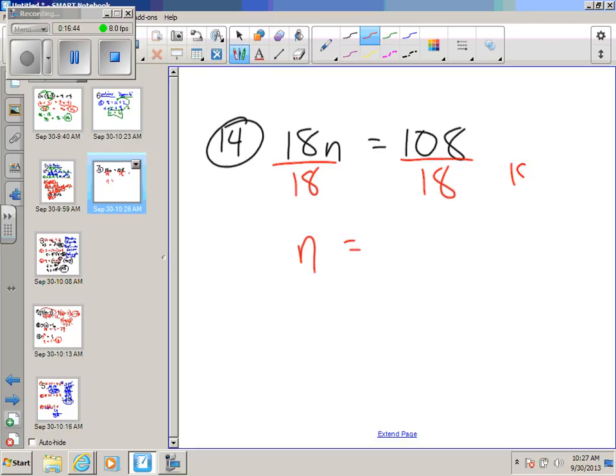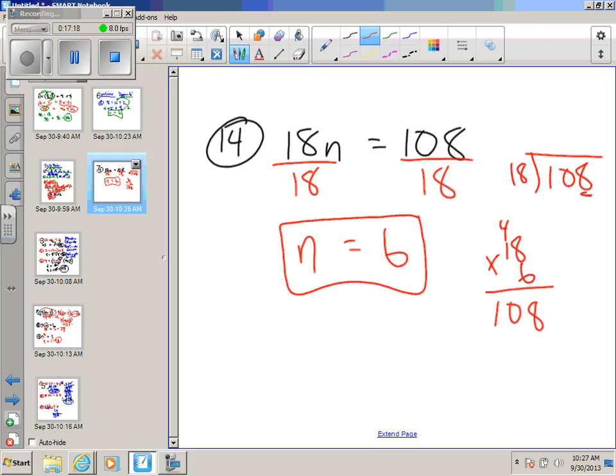108 divided by 18, if I don't know, I'll set it up. Here's a clue. I need to multiply 18 by something where I'm going to end up with an 8. So 8 times 6 is 48, and 108, n equals 6. Using that little trick can save you a little bit of time.